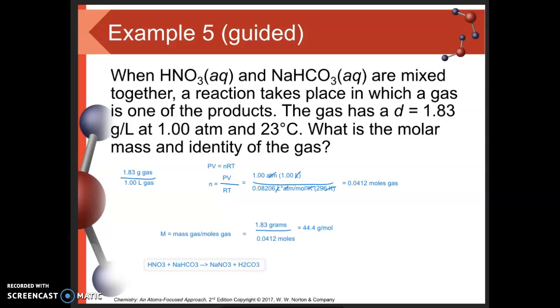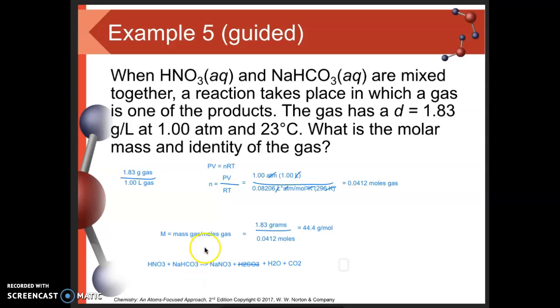Now, hopefully you've picked up on this by this point. Carbonic acid does not ever form as a product. In fact, whenever we see it as a product, we need to immediately think to ourselves, that's not right. It spontaneously decomposes into water and carbon dioxide. And so this is our balanced chemical equation.